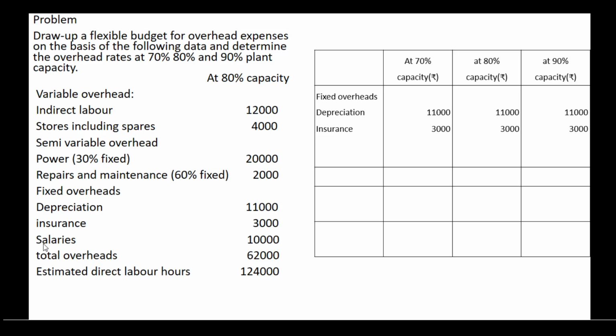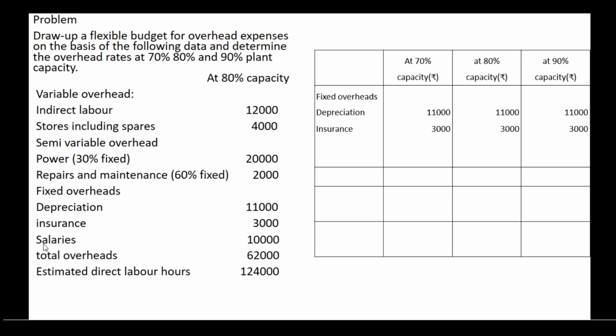That is 62,000. At 70% capacity, the total overheads are 58,150 rupees. And the 90% capacity, 65,850 rupees. So we have entered all the overhead totals.